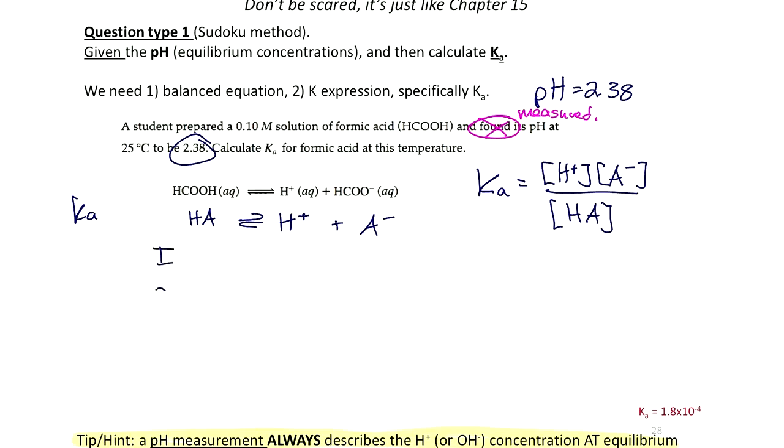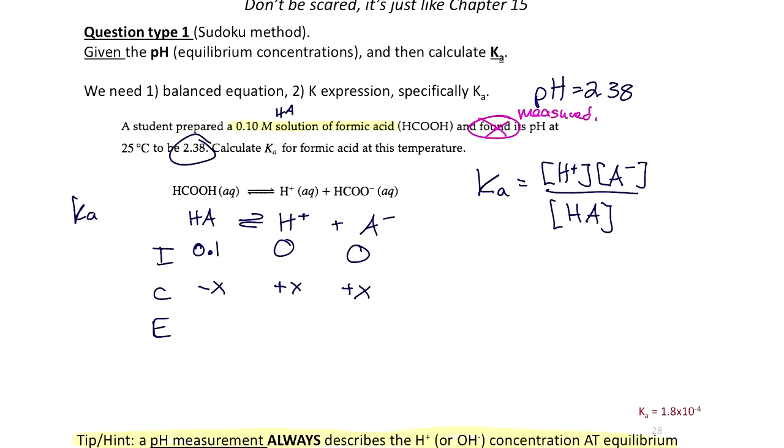So let's ICE table this. Let's take the information. This student prepared 0.1 molarity formic acid. So that's HA. But which line does it go in? Initial, change, equilibrium. Initial, yeah, so we put 0.1 molarity right there. How much H plus and A minus do we have? Probably 0. Does this look any different than chapter 15? Nope. So which way does this reaction have to go? Forward. So the change line is minus X, plus X, plus X. It's just like chapter 15, but it's easier because the stoichiometry is always 1-to-1. The change line is always 1-to-1.